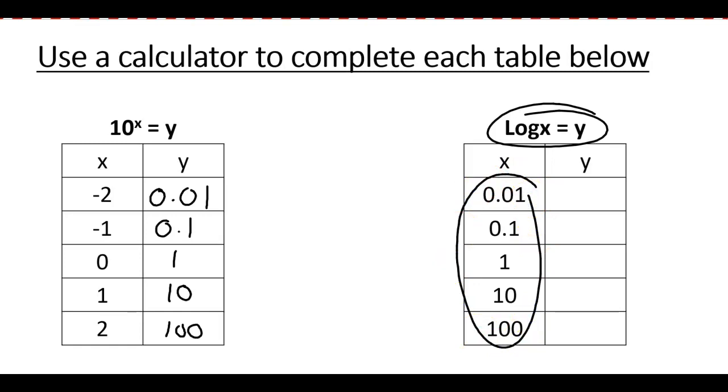But go ahead and find the button that says log. It's on the left side. And type log. And then we're going to enter this number in for x. So that would be the number right next to it. So 0.01, and then enter. And you guys should be getting -2. All right, go ahead and do the rest. I'll ask you what you got.